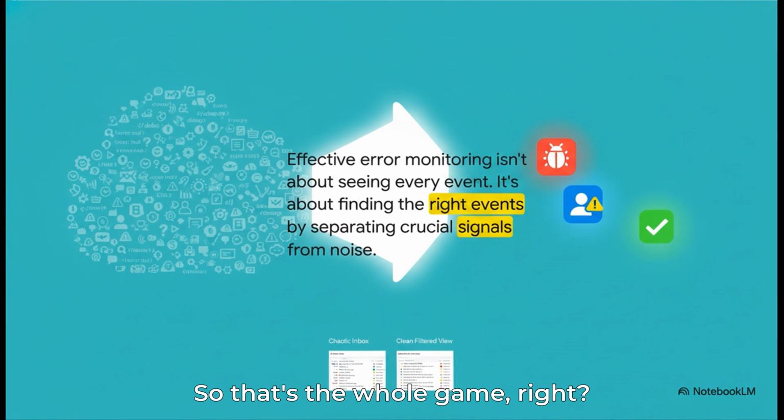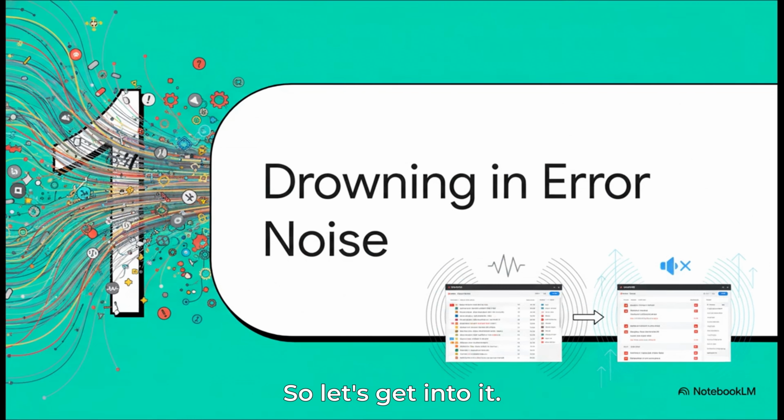So that's the whole game, right? Effective error monitoring isn't about seeing every single thing that goes wrong. It's about finding the right things. It's all about separating those crucial signals, the real bugs affecting real users, from all the distracting noise. And that's exactly what we're going to tackle. So let's get into it.